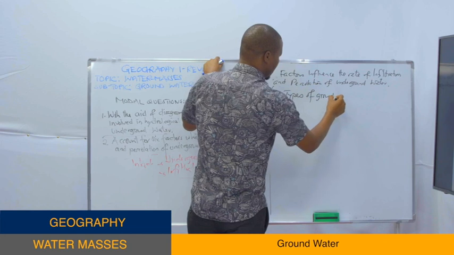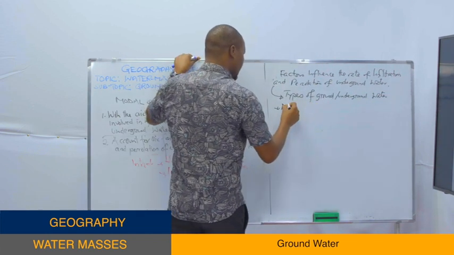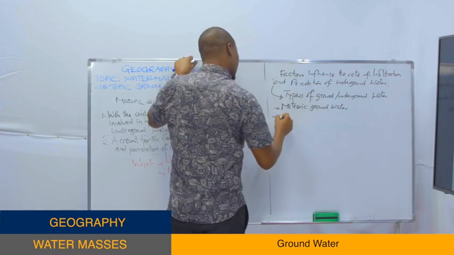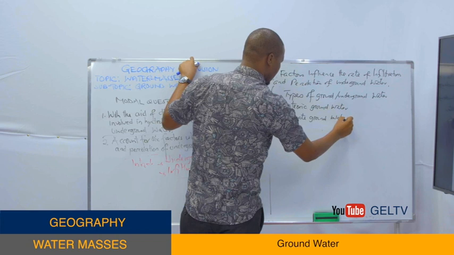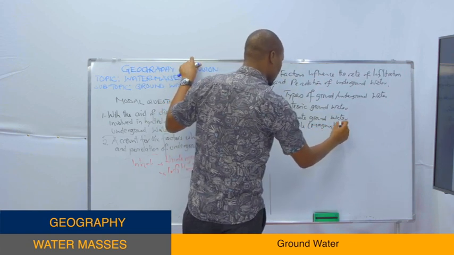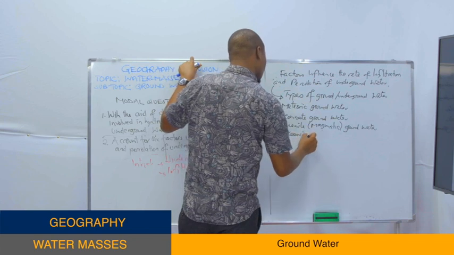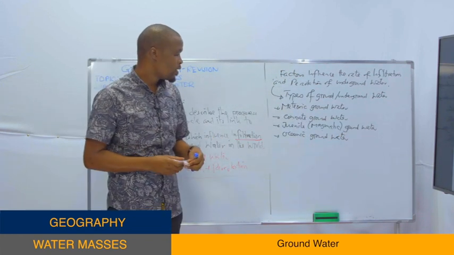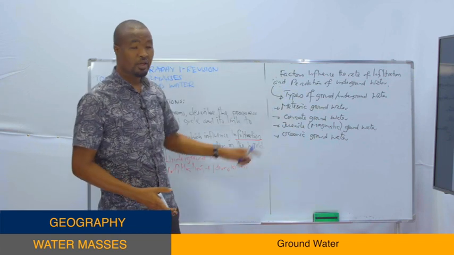Types of ground or underground water. The first one is meteoric groundwater. Then we have the connate groundwater. Then we have the juvenile, or sometimes they call it magmatic, groundwater. And the last one is oceanic groundwater. As you can see, we have 4 types of groundwater. We have the meteoric groundwater, the connate groundwater, the juvenile or magmatic groundwater, as well as the oceanic groundwater. So these are the origins of groundwater.